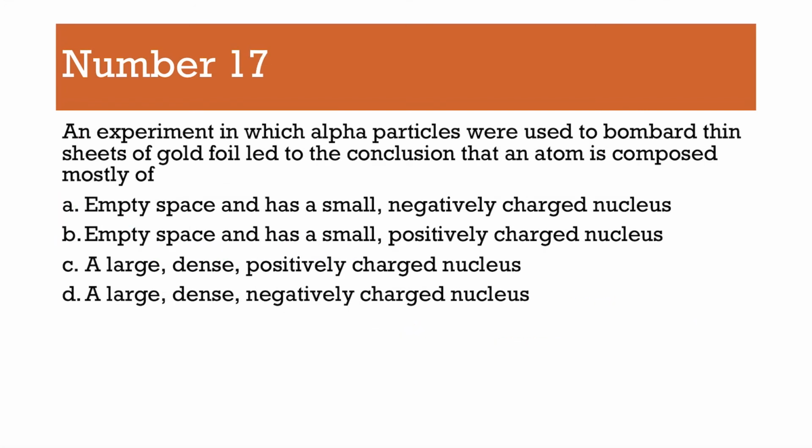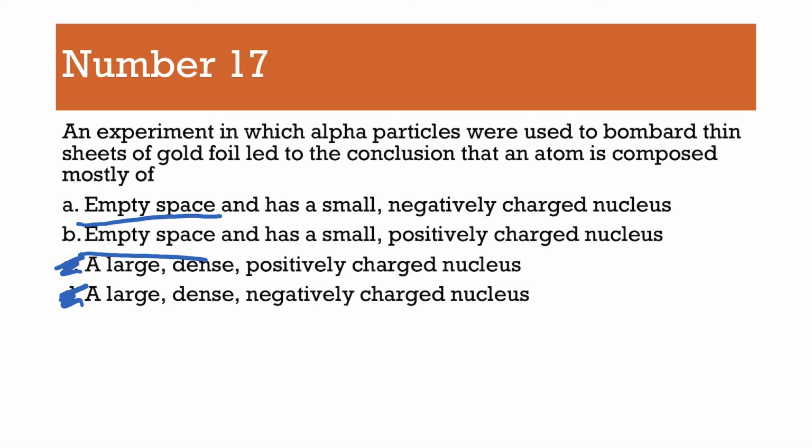Okay. Number 17 says an experiment in which alpha particles were used to bombard thin sheets of gold foil led to the conclusion that an atom is composed of. So this is the gold foil experiment by Ernest Rutherford, and this is super, super important. So most of the particles passed right through, they didn't hit anything, they went straight ahead. So if you're not hitting anything, that means the atom has to be mostly empty space. So that means we can get rid of C and we can get rid of D.